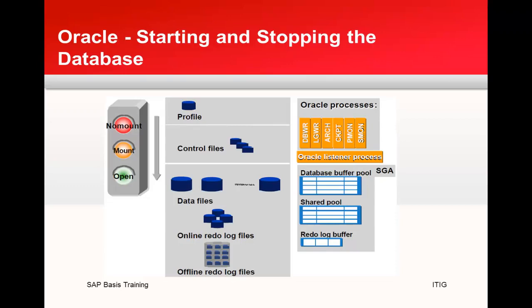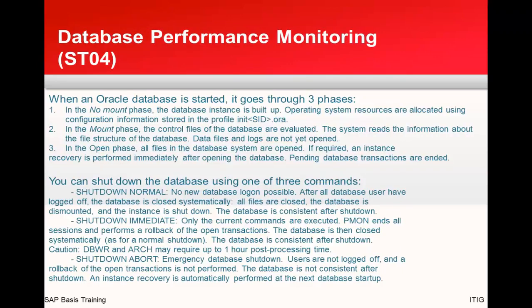Below that, you have the memory area, which is the SGA, that is, the shared global area. You have the database buffer pool, the shared pool, and the redo log buffer. So basically this is talking about the different processes and different files. Okay, so let's go to the next slide, where I'm explaining the different types of shutdown and restarts.